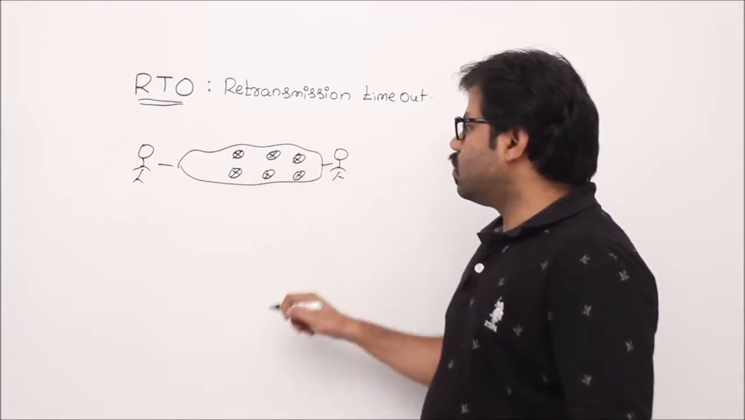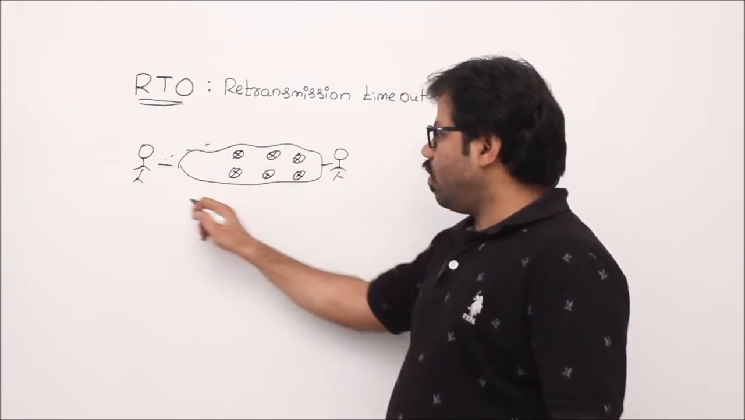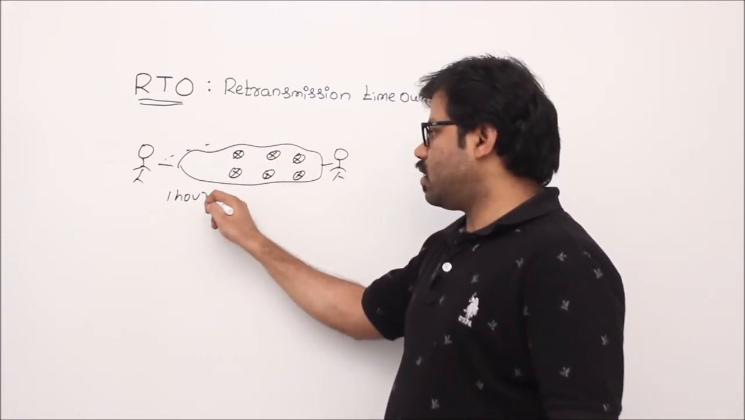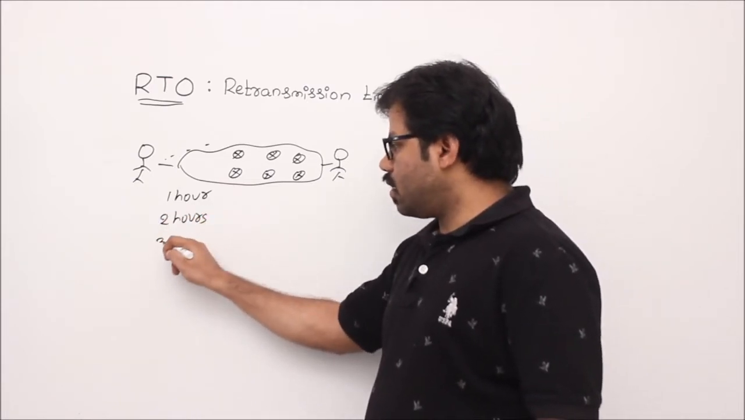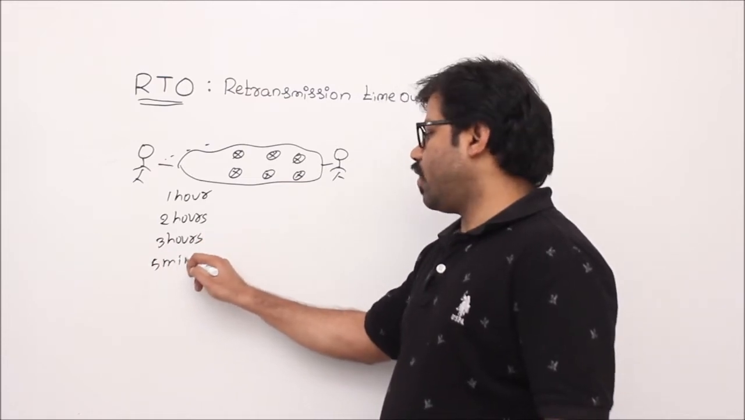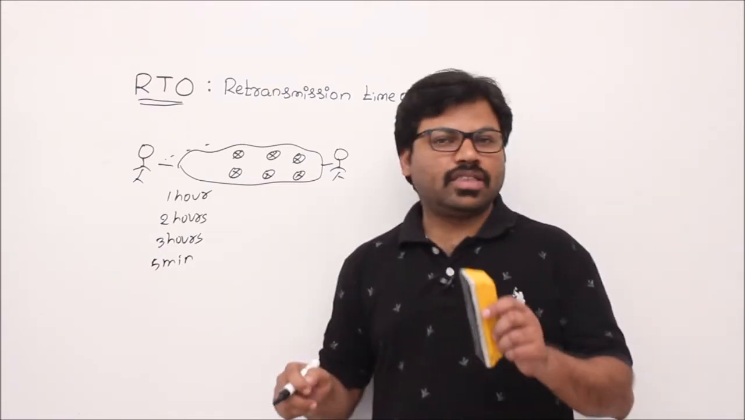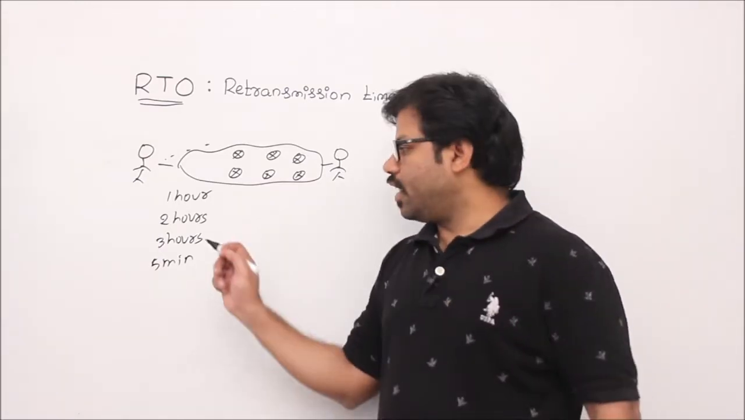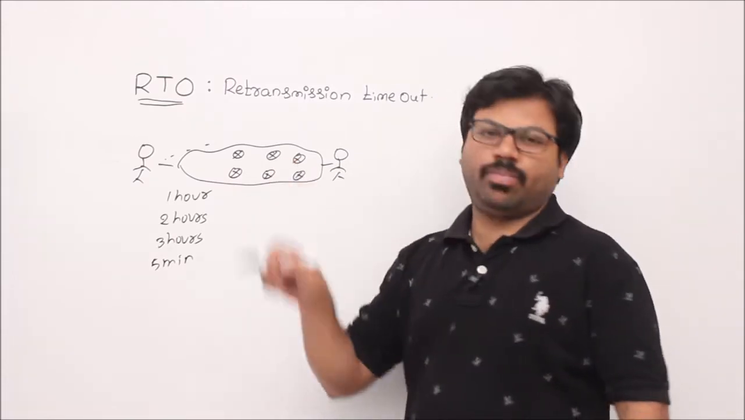So one time, let's say when you send a packet, it may take 1 hour, just for understanding the thing. Then sometimes it takes 2 hours, then maybe 3 hours, sometimes only 5 minutes when there is no traffic, right? So what I want to say is this round trip time is not a fixed value, it is variable. Then we have to tune ourselves to the current round trip time.